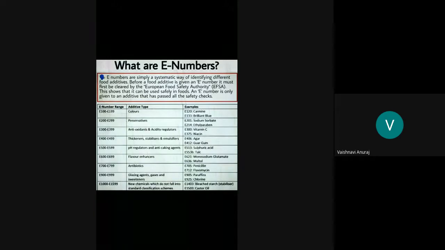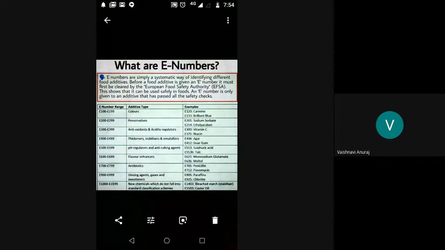E numbers are simply a systematic way. Basically these numbers represent the different types of food additives. For example, the E number range for colors is between 100 to 199. For preservatives it is between 200 to 299. That is the way to differentiate. Suppose you take a food product and you see so many E numbers, like E122, then E232, or E670.